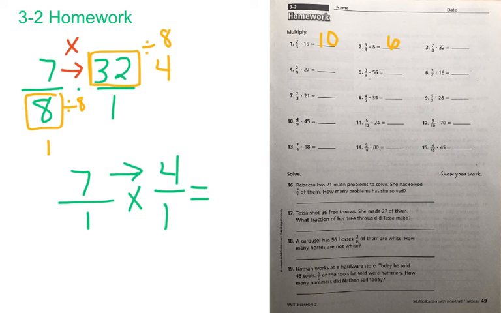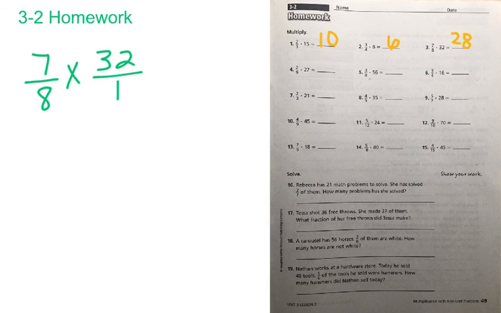7 times 4 is equal to 28, and 1 times 1 is equal to 1. And 28 over 1 is equal to 28. And so your answer for number 3 is 28. And you can see how that cross-reducing really takes out some steps. And let me show you how you would complete that problem if I didn't cross-reduce, and you'd see what you're left with and how much you have to reduce.